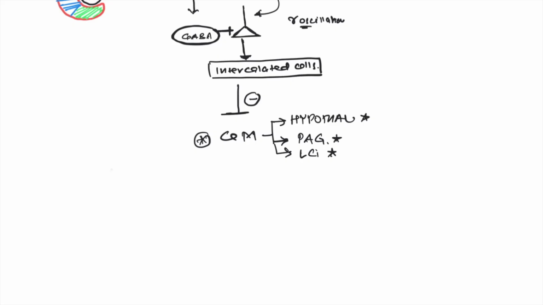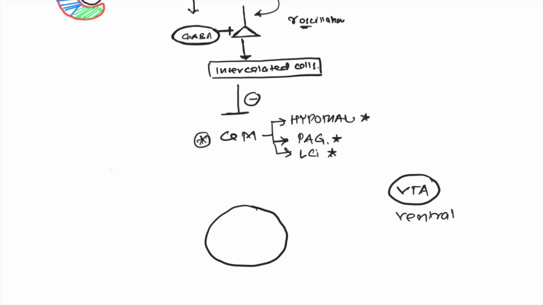Now, under stressful situation, if we consider this to be the intercalated cell right here, just for simplicity, this is how it looks. So under stress, what happens is you have the dopaminergic center in your midbrain, which is called the ventral tegmental area. This is a source of dopamine, which controls the limbic system.